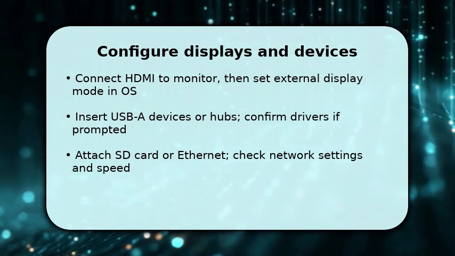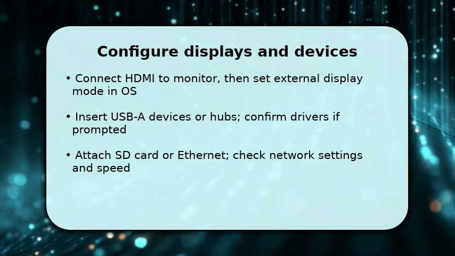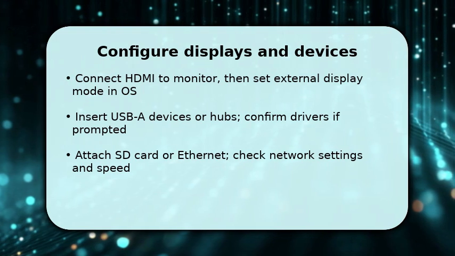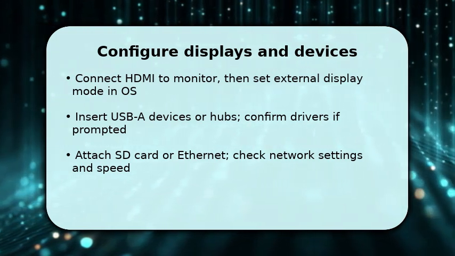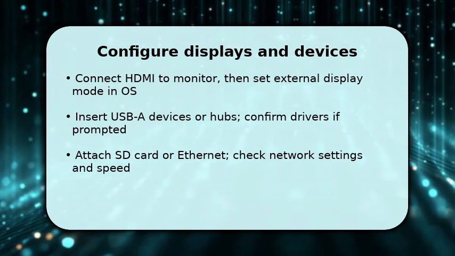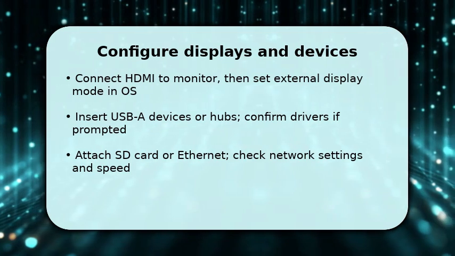Next, plug USB-A peripherals like keyboard and mouse. Make sure drivers install if prompted so devices enumerate correctly. Then insert SD cards and connect Ethernet. Once attached, verify network status and transfer speeds. These steps ensure video, input, storage, and network all function.